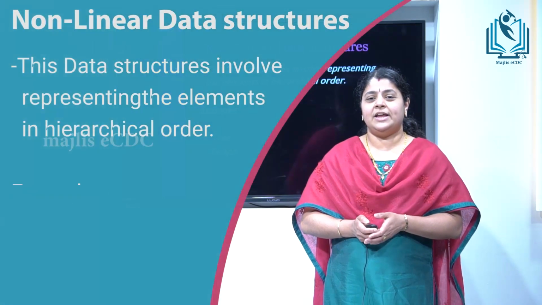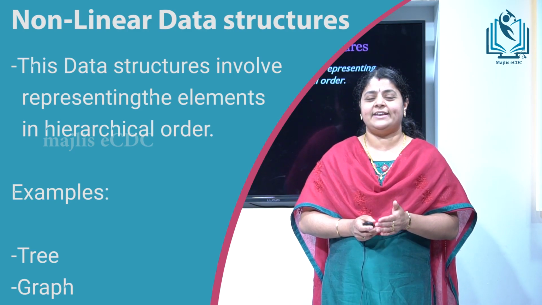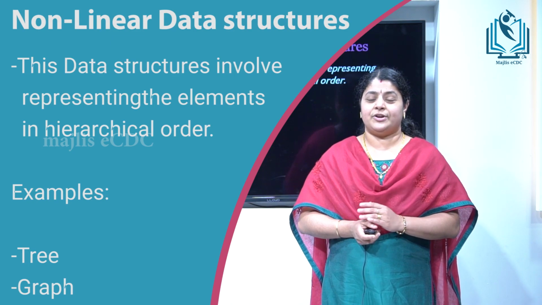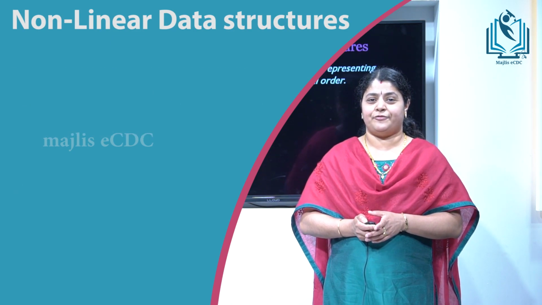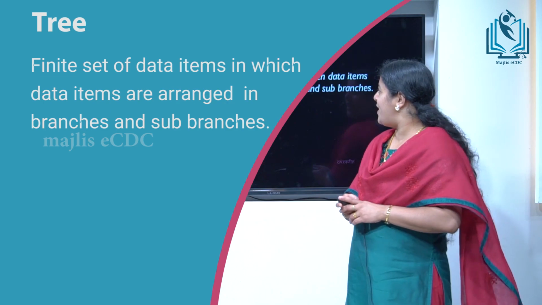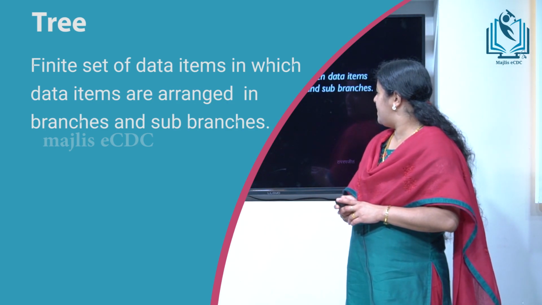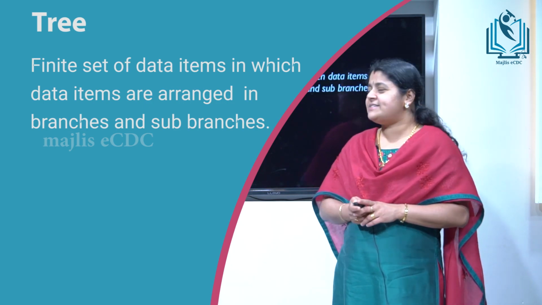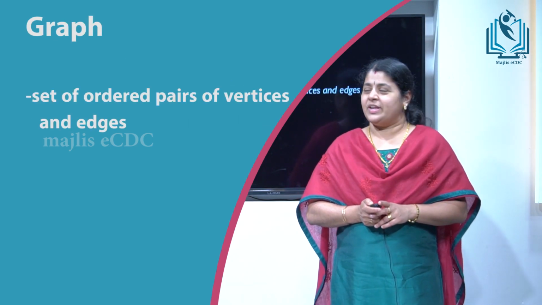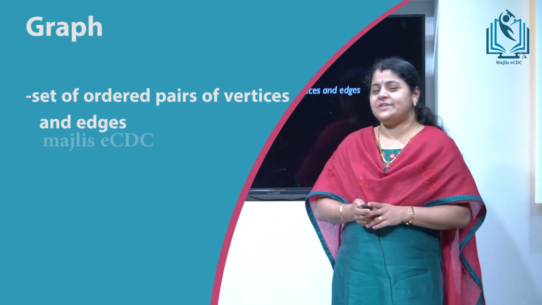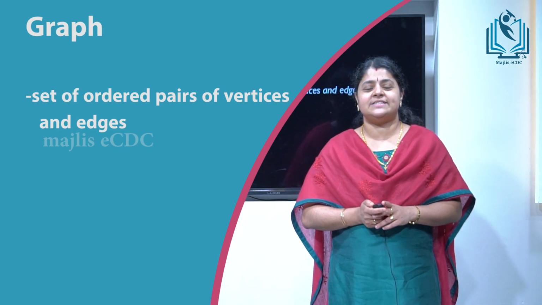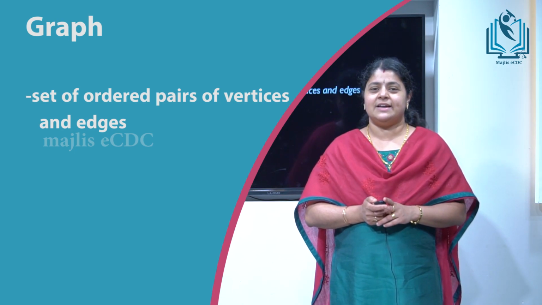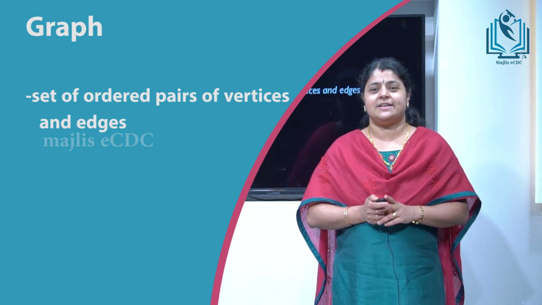polynomials. In a non-linear data structure, the data items are stored in a hierarchical model. For example, tree, graph. A tree is a finite set of data items in which data items are arranged in branches and sub-branches. Next is graph. A graph is an ordered pair of vertices and edges. Vertices are represented as circles and edges are represented as lines.